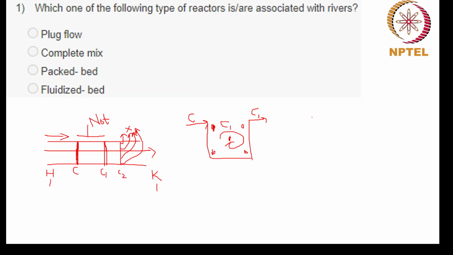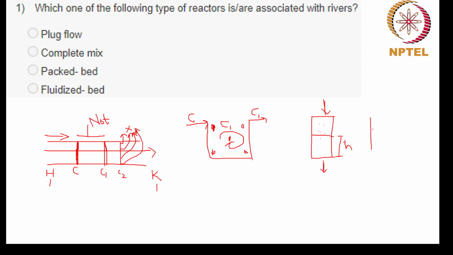Next is packed bed. A packed bed reactor is like taking an open-ended utensil, completely filling it with sand, filtering the water from one side and collecting it from the other side. When the sand particles or whatever filter material you are using are not moving, that kind of reactor is called a packed bed. Let's say it is filled till height h. We are putting water here and collecting from the other side.